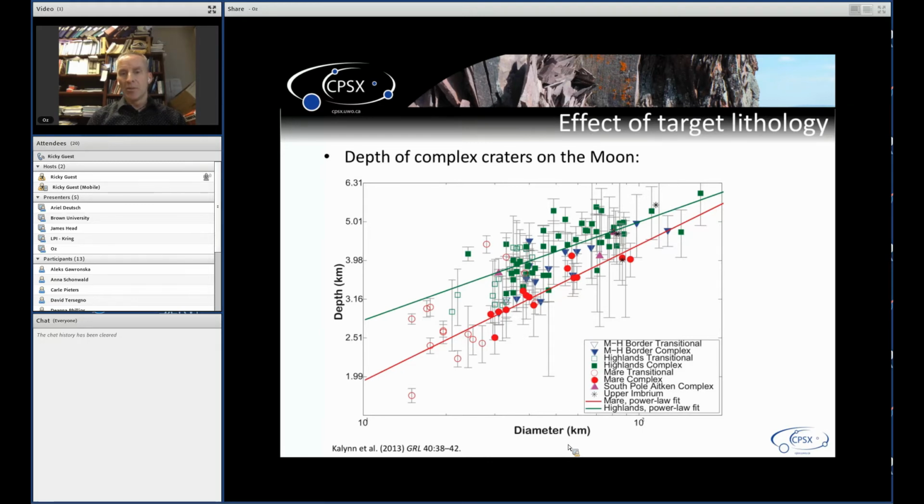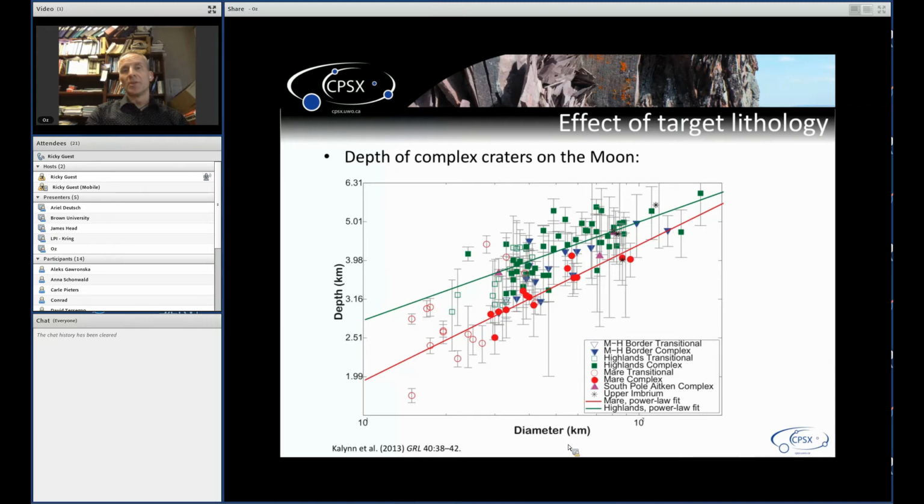It's quite a busy plot. There are big error bars, but what I really want to draw your attention to here are the red circles and the green squares. Even just from a distance, you can quite clearly see that the depths of craters in the mare, so in these volcanic plains materials, are considerably lower than in the highland terrains. We have craters of the same diameter, and I'll show another slide about this in a second. But in the mare, there's almost up to 2 kilometers difference in depth.